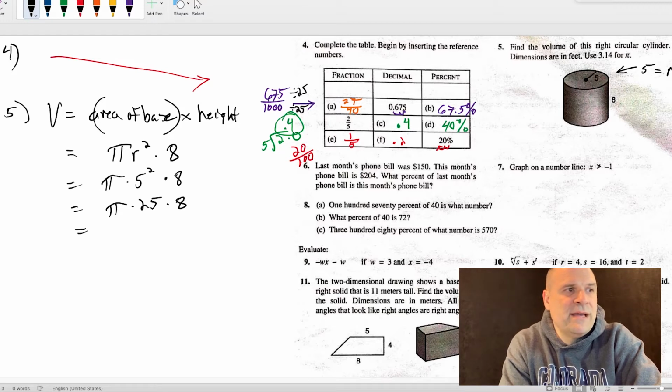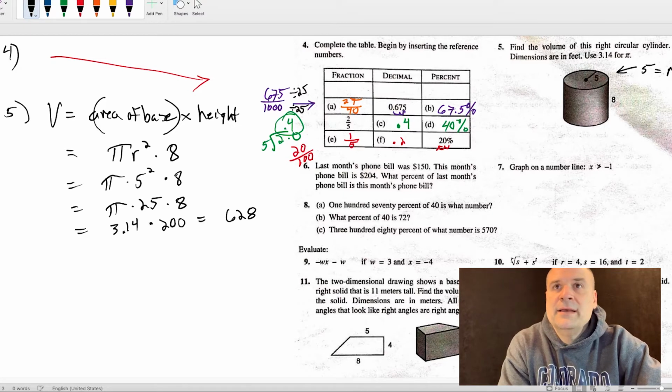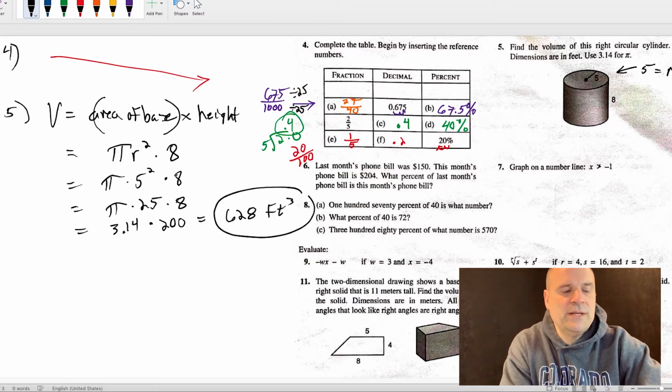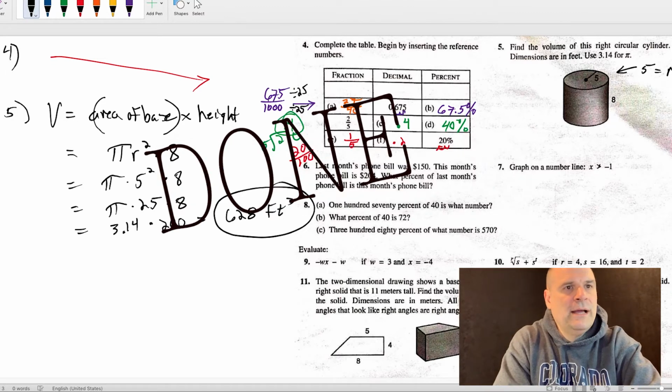So let's do this math. 3.14 times 200 equals 628. And the dimensions are in feet. So volume is cubic. So 628 cubic feet. That's a big cylinder. All right, moving on.